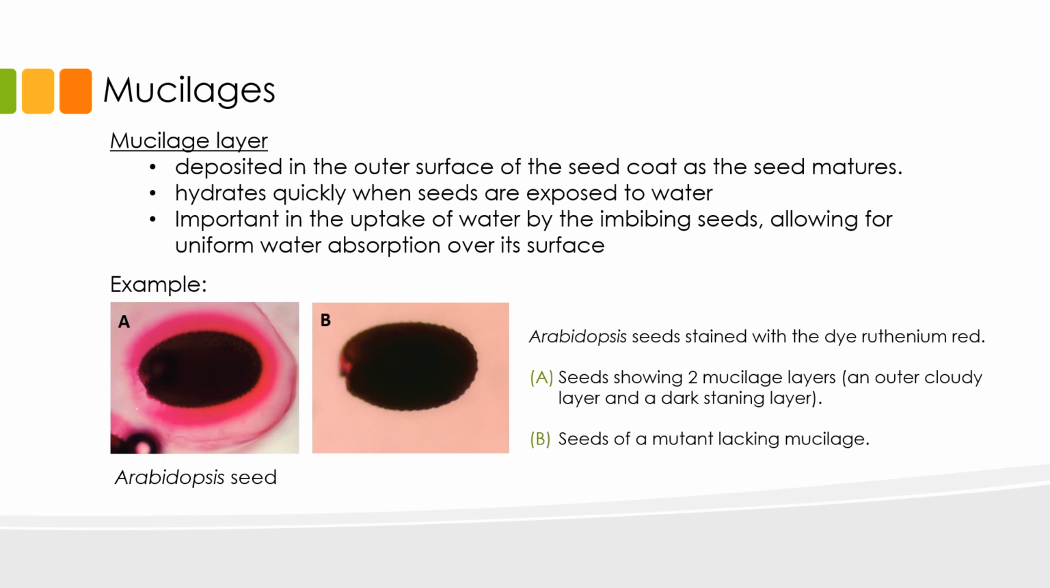You should also be familiar with this slide. This slide demonstrates the presence of mucilage in Arabidopsis seeds. The one on the left is an Arabidopsis seed stained with ruthenium red. The outer cloudy layer and the darker staining layer close to the seed is the mucilage. To the right, we have a mutant seed without the mucilage. That's why you don't see any light or dark colored staining surrounding the seed.